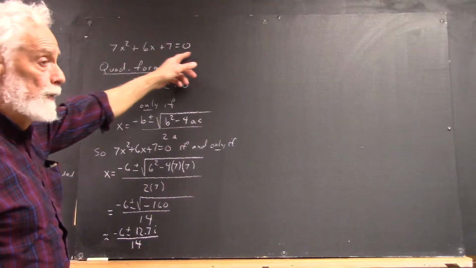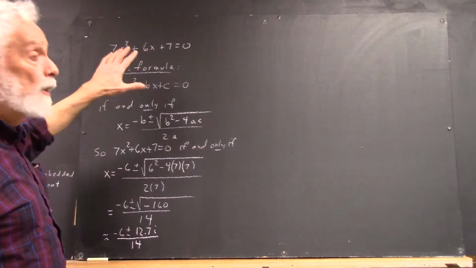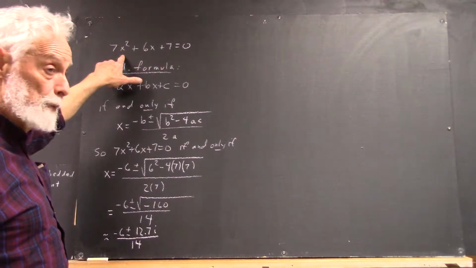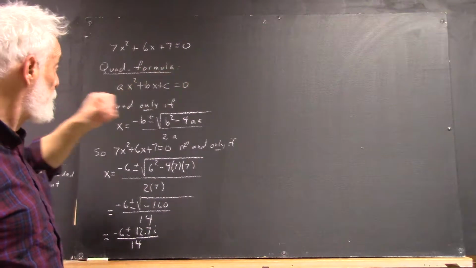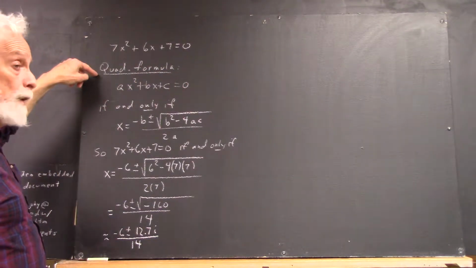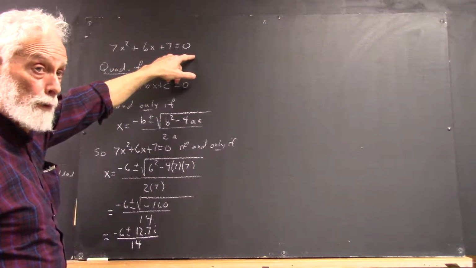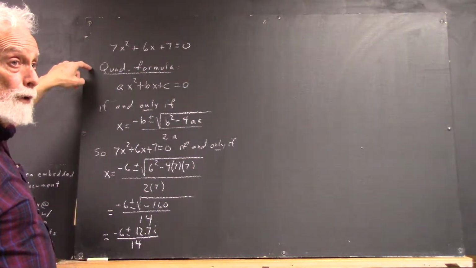Another equation we wanted to solve right here. This is a quadratic equation. It's got an x squared and an x and a constant term. When you have an equation of this form, you can use the quadratic formula.